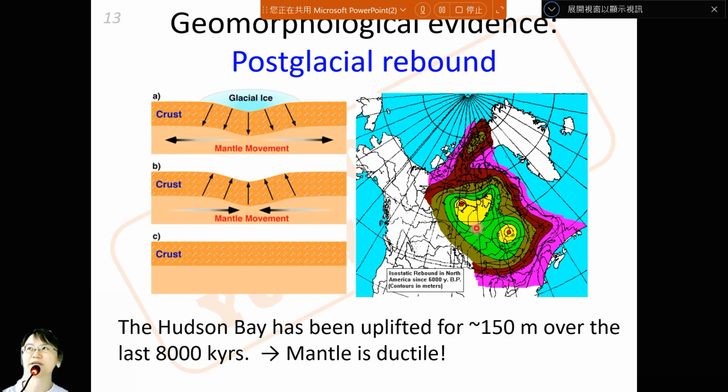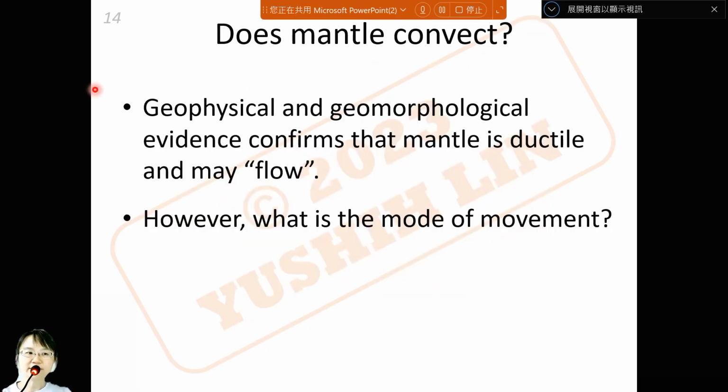The last glacial period is 15,000 years ago. At that time, the center of the ice cap is around this area. However, in the last 8,000 years, the Hudson Bay, which is this area, is still uplifting. Mantle, even we know it's ductile, it is not as fluidic as seawater. Does mantle convect? Based on the geophysical data, the gravity data, and geomorphological evidence, the post-glacial rebound, scientists confirm that mantle is indeed ductile and may flow. But what is the mode of the movement?